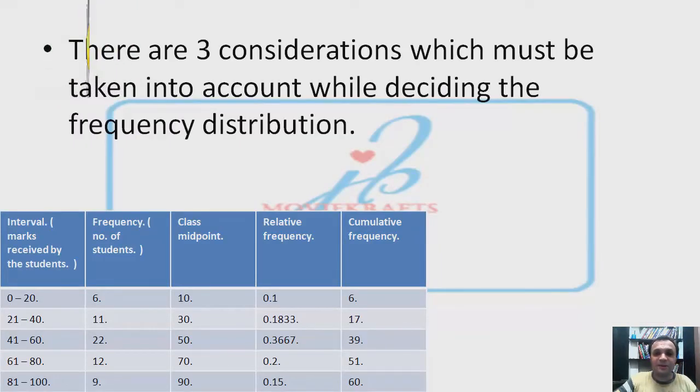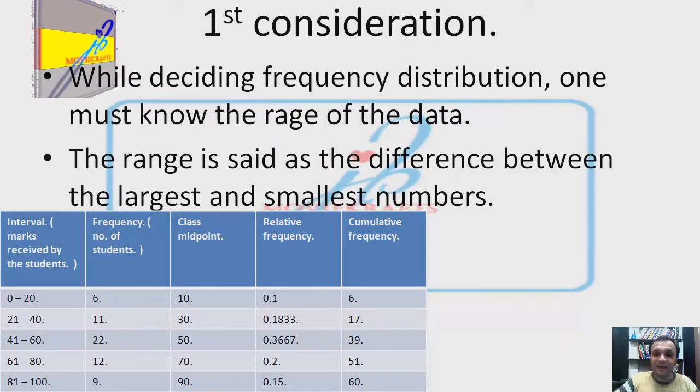There are 3 considerations which must be taken into account while deciding the frequency distribution. First consideration, one must know the range of the data. The range is the difference between the largest and smallest numbers. In our example, we have taken the smallest number as 0 and the largest number as 100. So students are getting marks from 0 to 100, and 100 minus 0 is equal to 100, which is the range of the data.